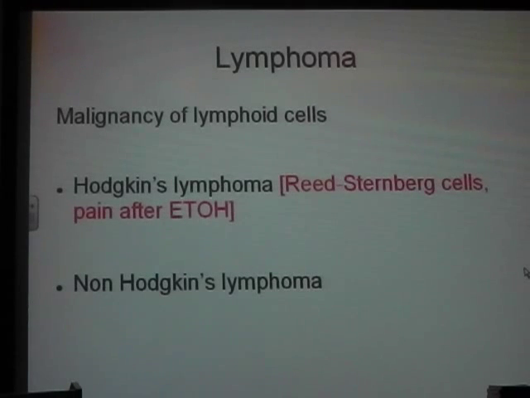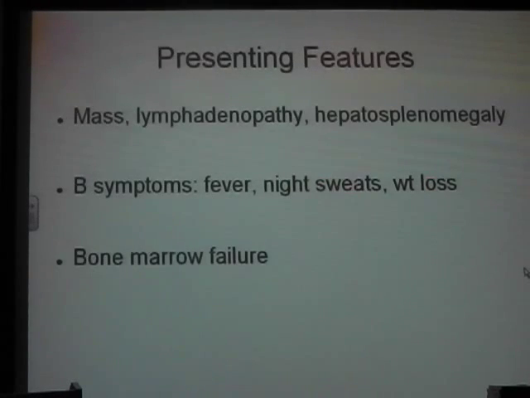The classification is really quite complex and it's beyond the scope of your syllabus. Just a learning point: Hodgkin's lymphoma is associated with Reed-Sternberg cells, which look like what? Owls. They look like owls, yeah. And you can get your lymph node swelling becoming painful after you've drunk some alcohol. So, classically. Okay, how will lymphoma present?